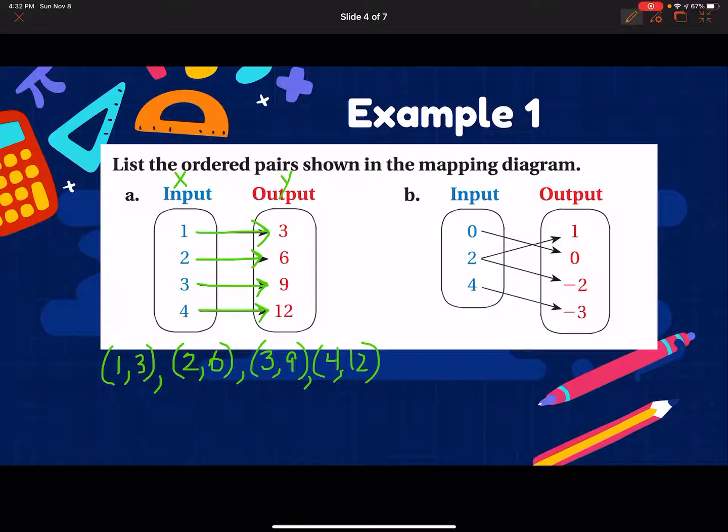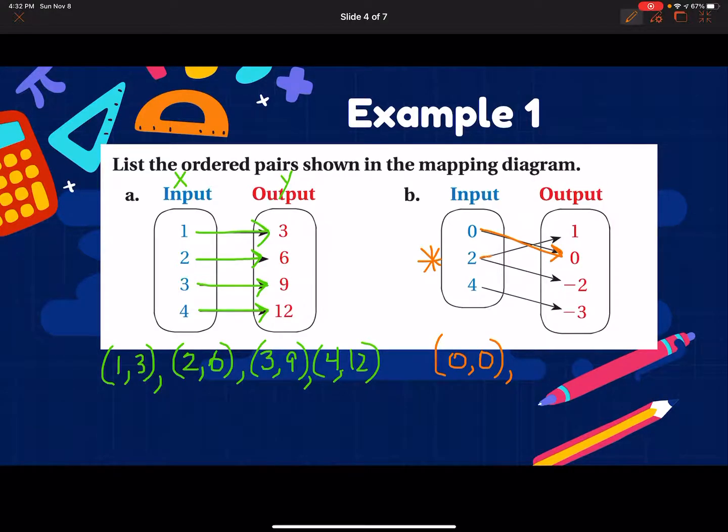Okay, on the first ordered pair we have 0 connected to 0. So that would be 0, 0 as my first ordered pair. The next one you might notice is something different.